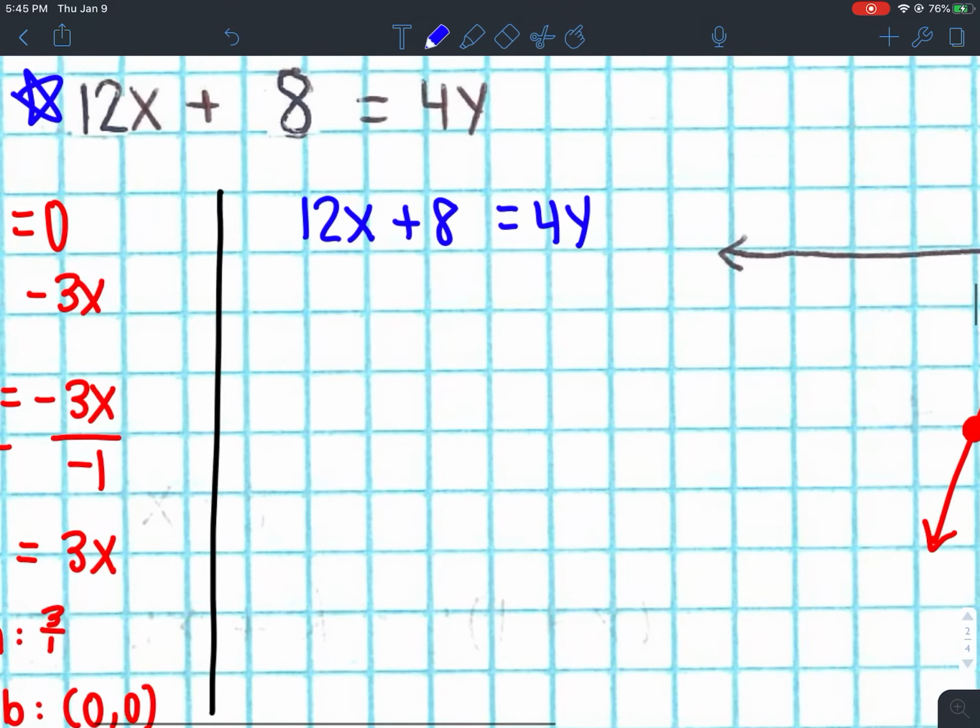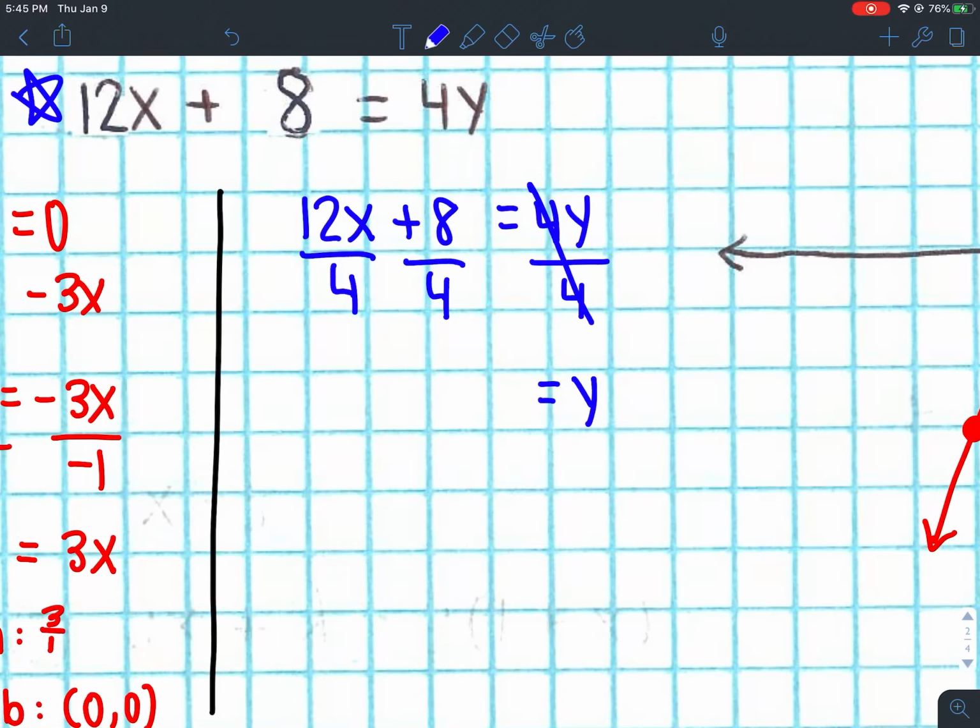Okay, moving on to the blue. We want to get y by itself. Well, y is already by itself kind of on that right side, so I don't want to move y to the other side. Let's just get y by itself. Right now it's being 4 times y, so how do I get rid of the 4? You divide everything by 4.